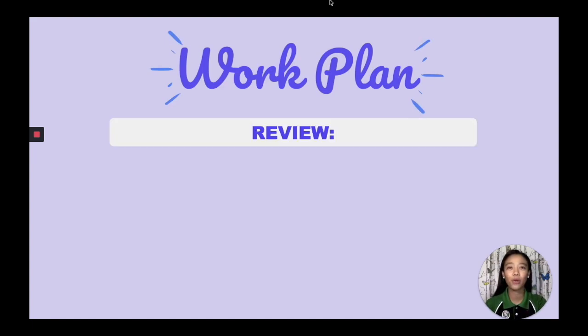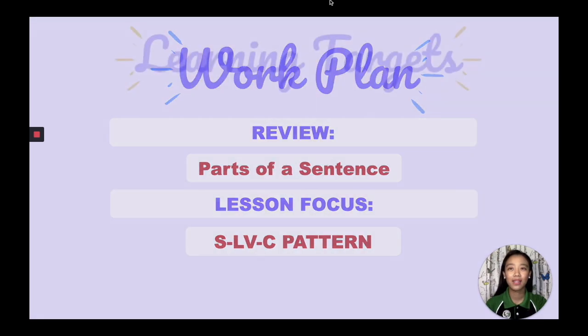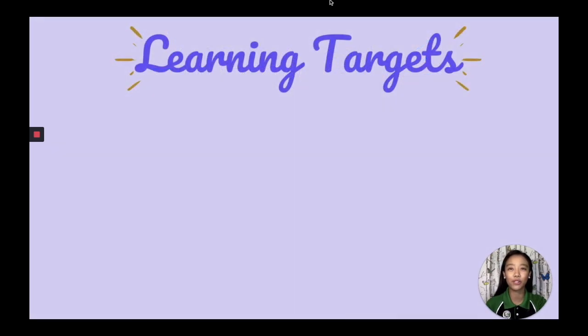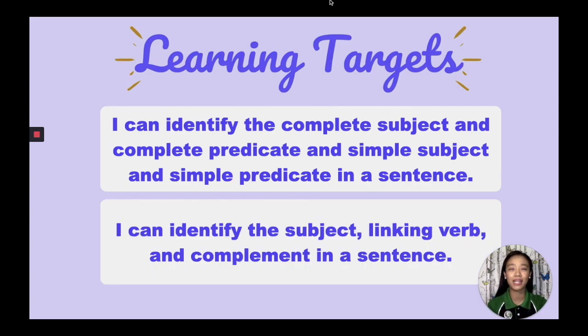First, we are going to have a review on parts of a sentence. Then, we are going to focus on the SLVC pattern. This leads us to the learning targets for today, which are: I can identify the complete subject and complete predicate, and simple subject and simple predicate in a sentence. And I can identify the subject, linking verb, and complement in a sentence.